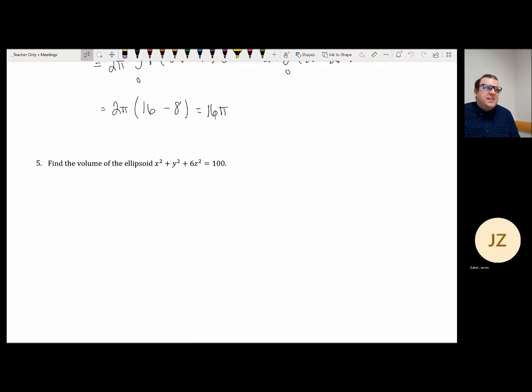Find the volume of the ellipsoid x squared plus y squared plus 6z squared equals 100. There's probably a geometric formula for it. I don't know it off the top of my head, and I don't care because I can do triple integrals, which is a much more efficient method in my opinion. That's just because I hated geometry. The only math class I actually put effort into and got a C.